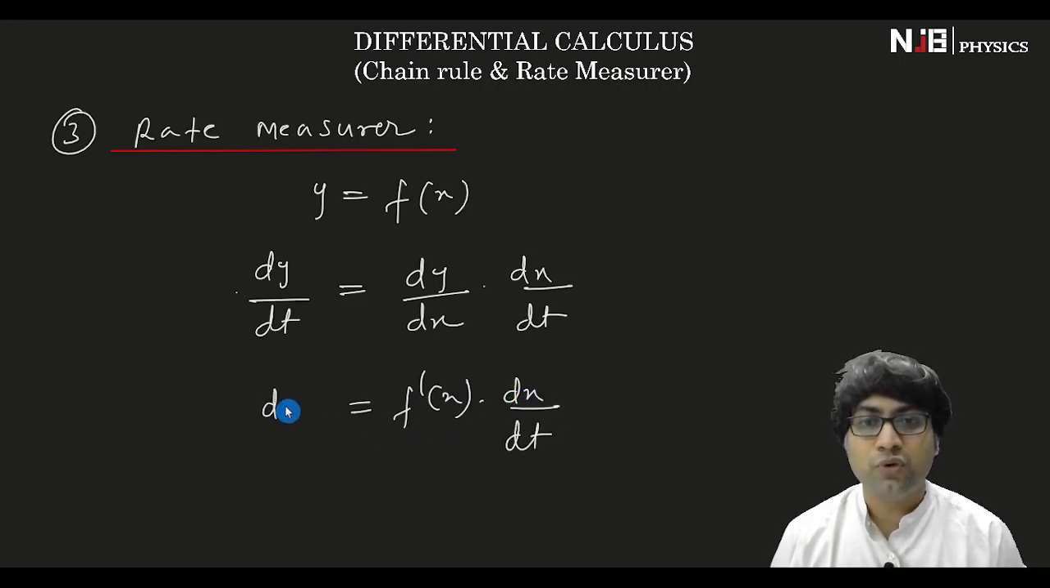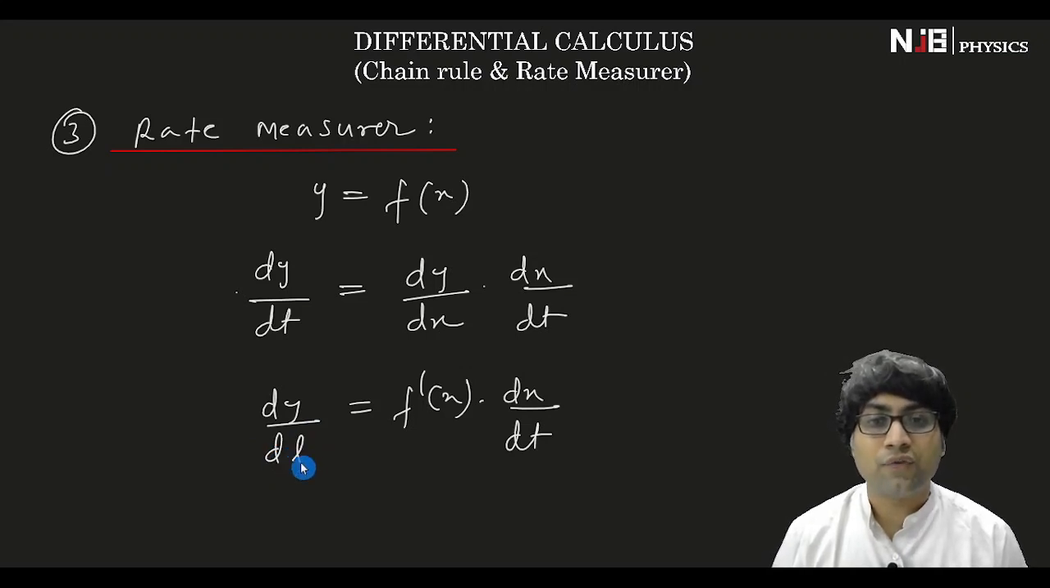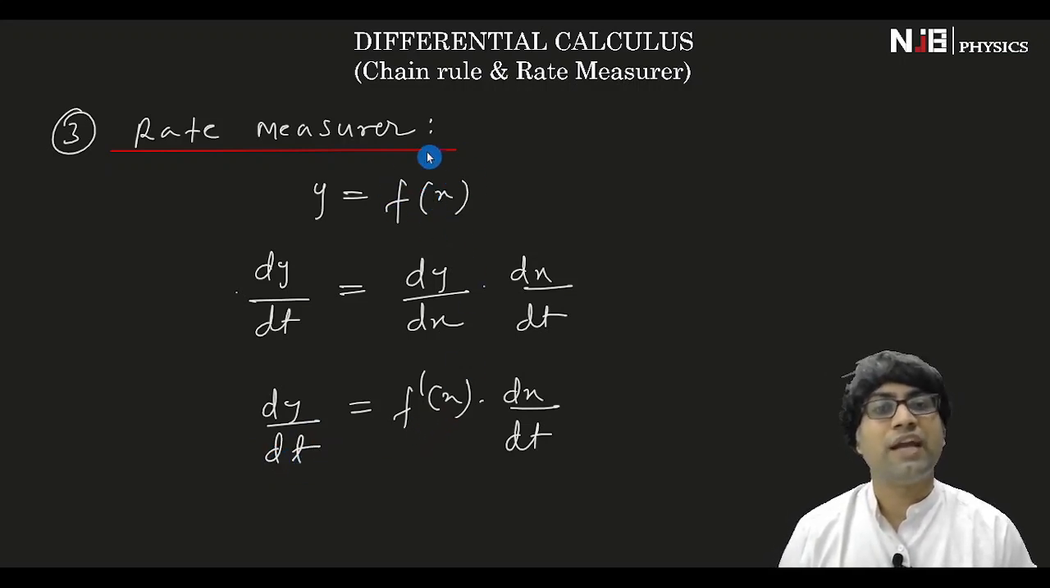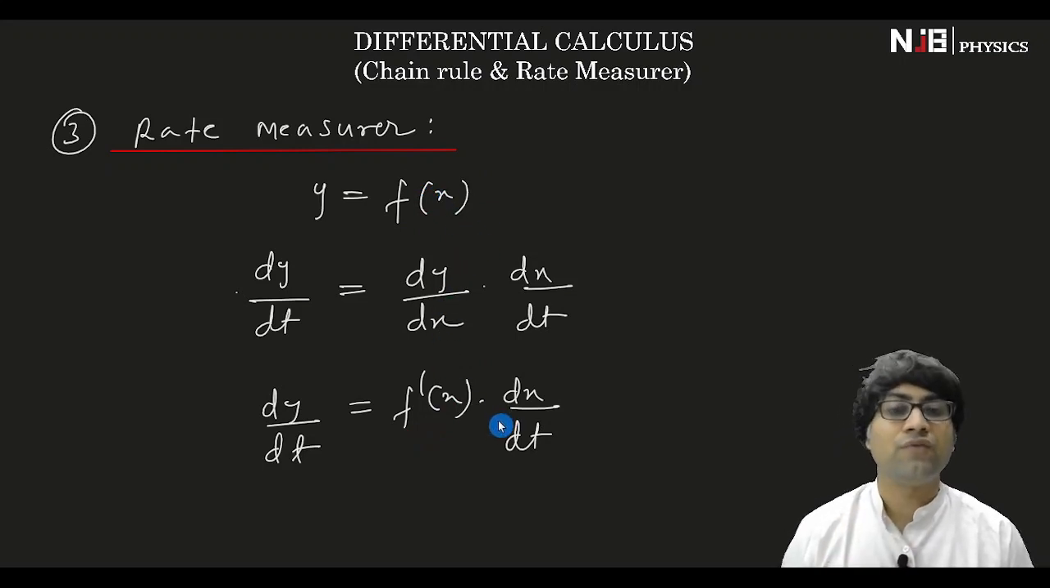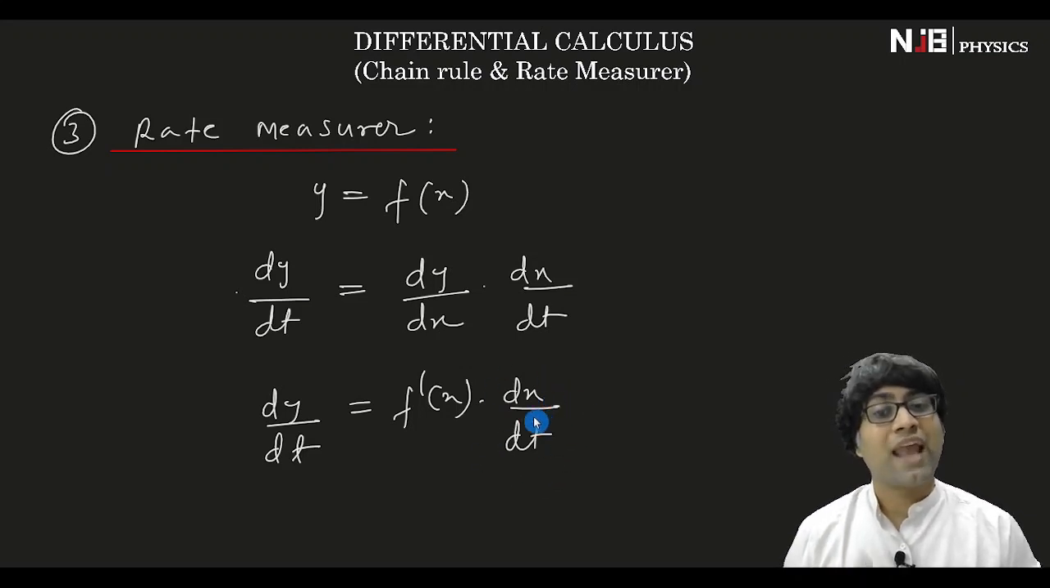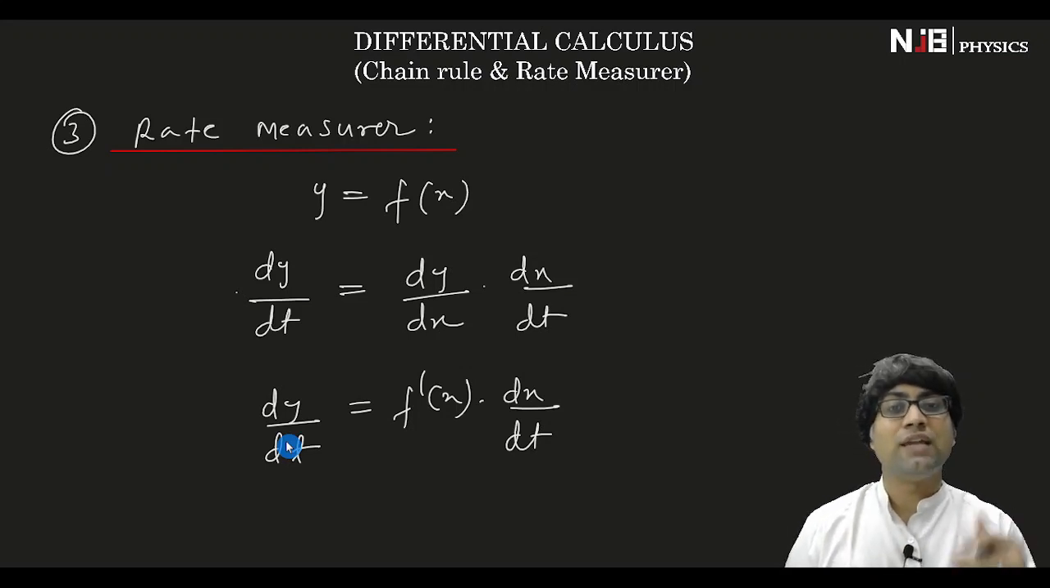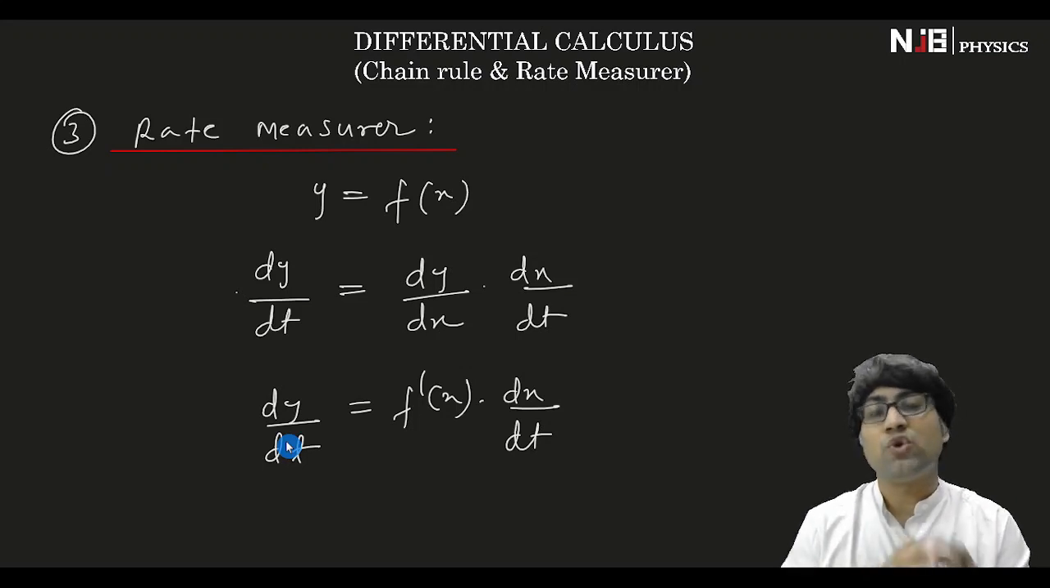So what we are supposed to do in order to find the derivative of y with respect to time is, first of all, differentiate f of x with respect to x normally, and then multiply it with dx by dt. Now, what is this dx by dt? This dx by dt is the rate at which x is changing with respect to time. So if we know this, we can actually find out the rate at which y will change with respect to time. In this manner, we can use the concept of differential calculus in measuring the rate of change of any physical quantity if the rate of change of the other related physical quantity is known to us.